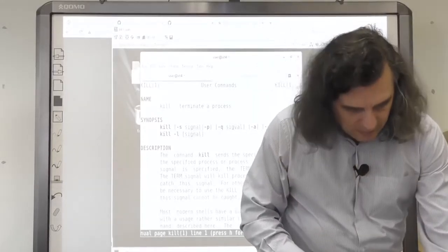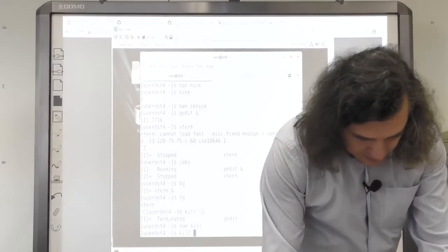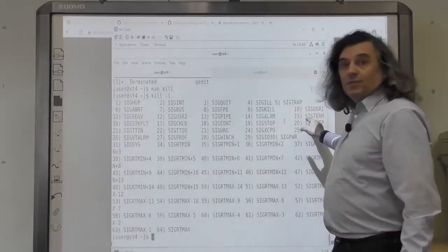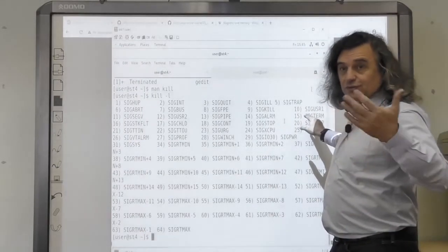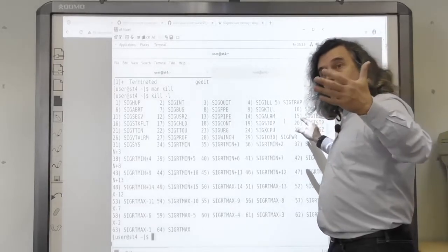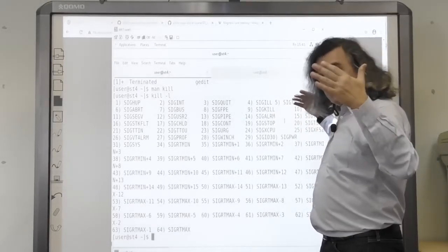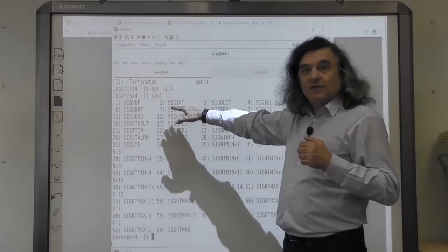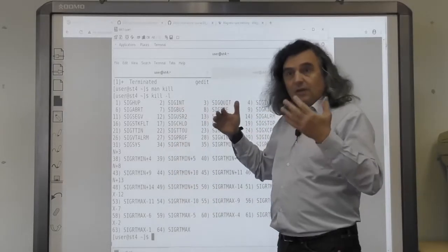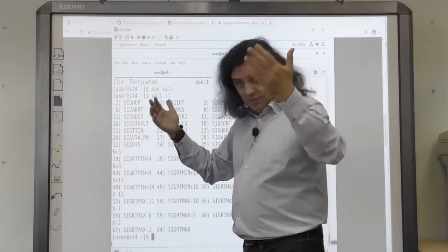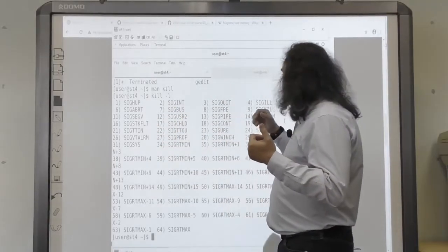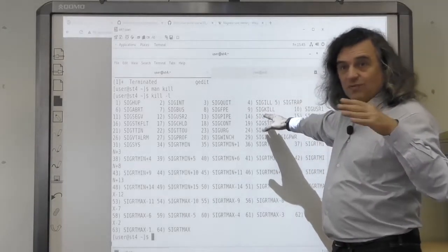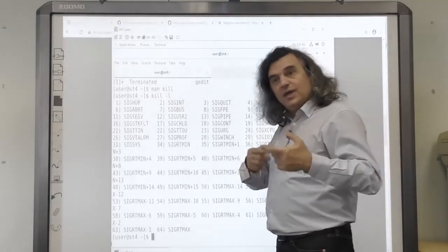This is the list of signals. SIGTERM, generic signal used to cause program termination, default for kill. SIGINT, program interrupt by the interrupt key, usually Ctrl+C. SIGKILL, immediate program termination, cannot be blocked, handled, or ignored.